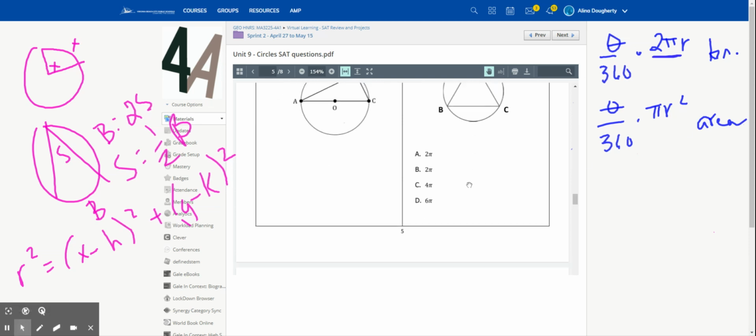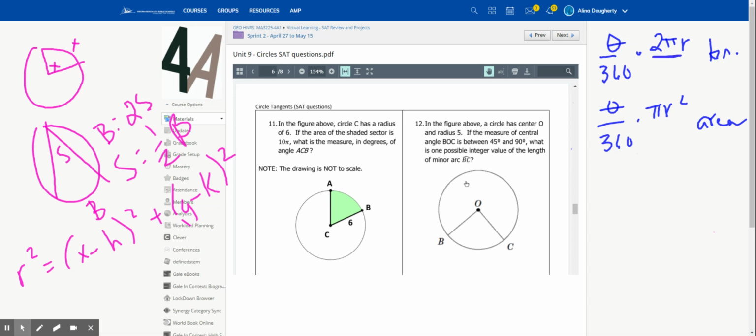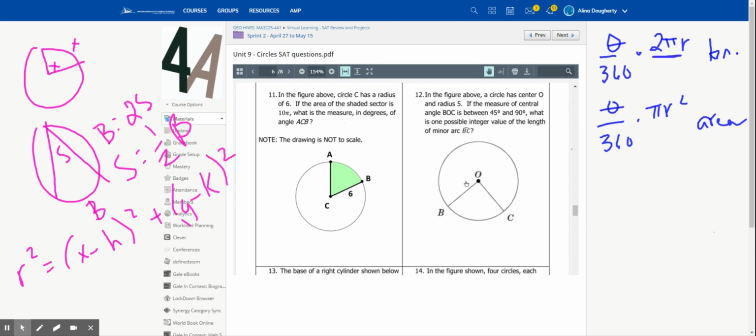Number 11, in the figure below, I reformatted these. In the figure below, circle C has a radius of 6. If the area of the shaded sector is 10 pi, so we know this is 10 pi. What is the measure in degrees?